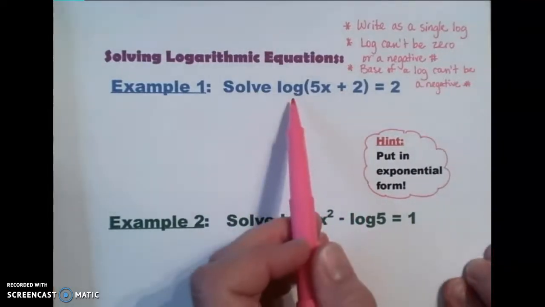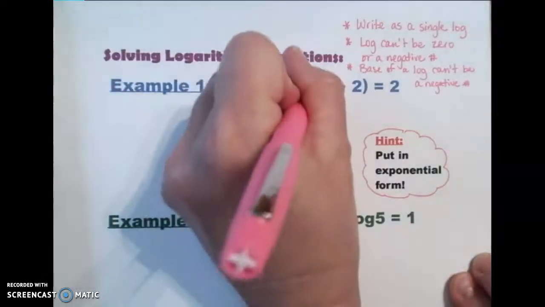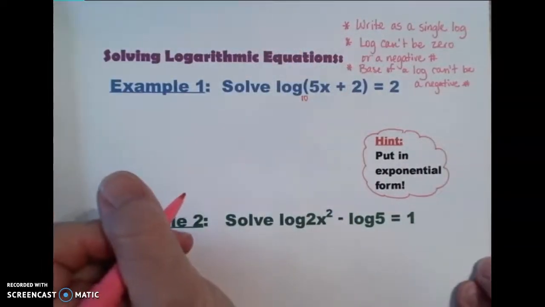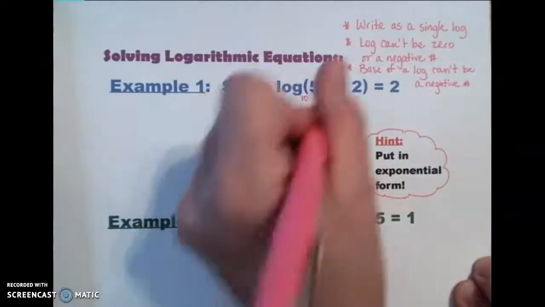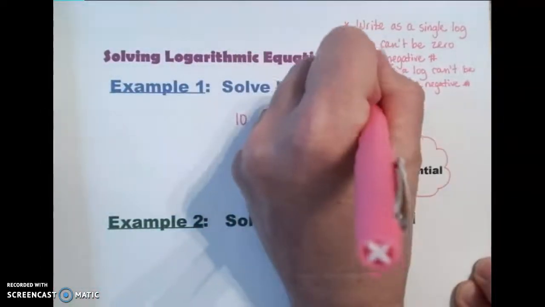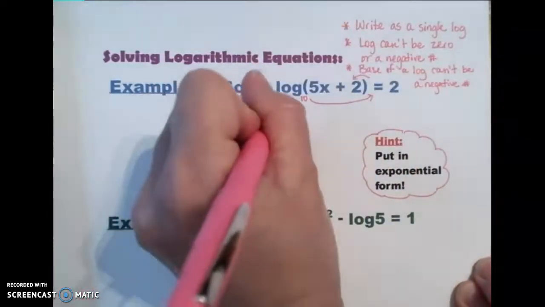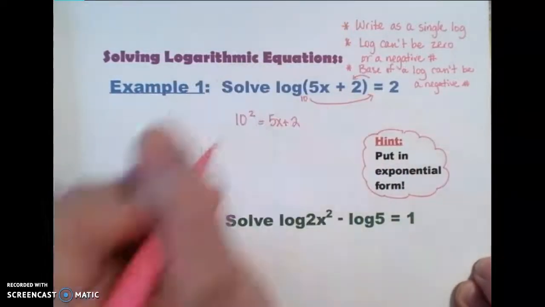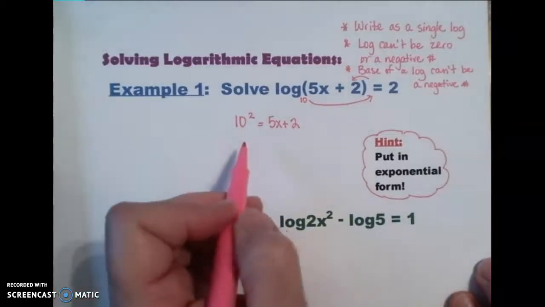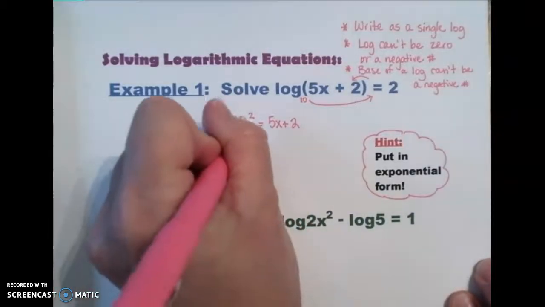So we do have a single log, and if you notice, we don't see a base. And when we don't see that base, it's understood to be 10. So I'm going to use that whole out-back method again. So my base is 10. I'm going to go out from my exponent equals, come back. So 10 squared equals 5x plus 2. So you've now put it in exponential form. We know that 10 squared is 100.